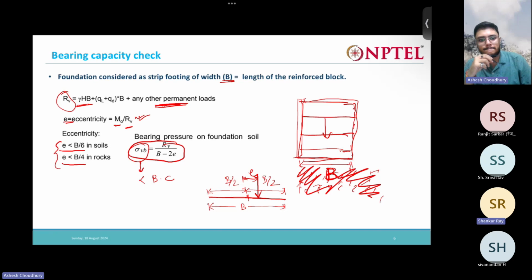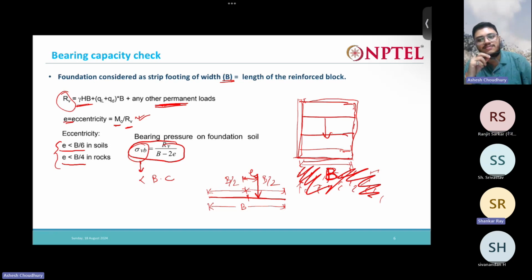Otherwise, the foundation will lose contact with the soil. Why? Because of overturning moment, increased overturning. You are right that it will lose contact, but why will it lose contact? Because once it will be in an inclined position, one side up and the other side down. Yeah, but why is that happening? Think in terms of pressure.